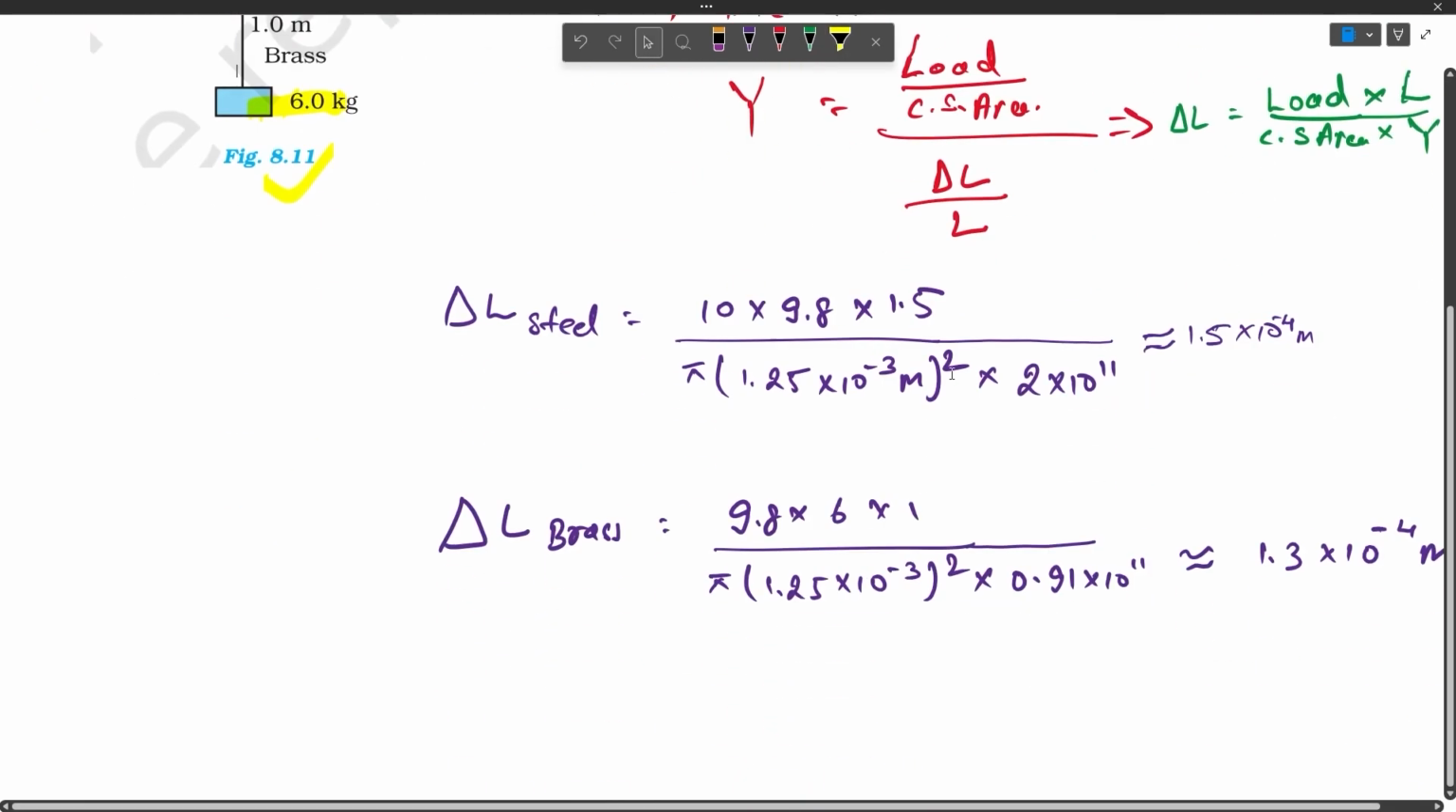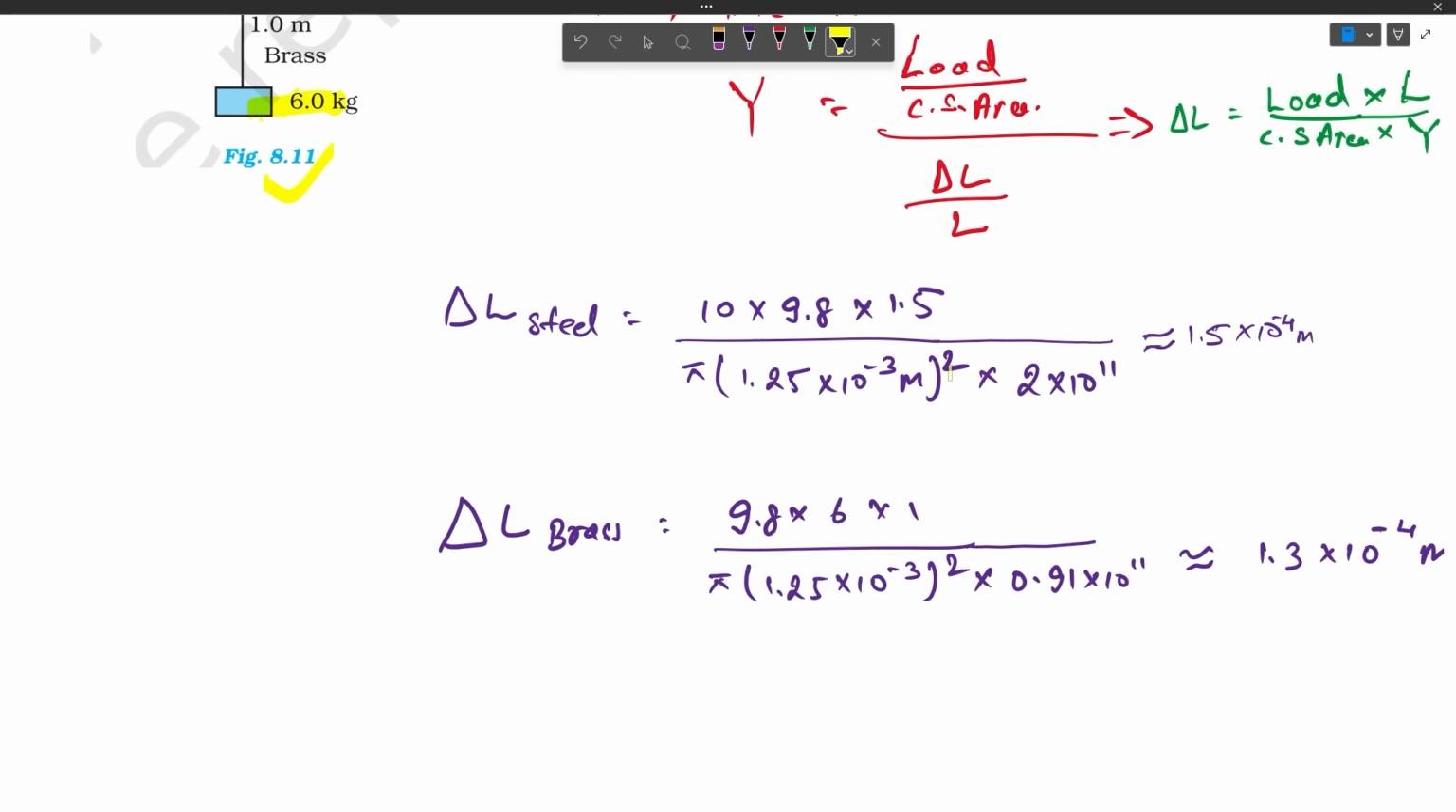So upon calculation of elongation for steel, we use 10 kg of load here, so we get elongation of 1.5 into 10 raised to the power minus 4 meter, and for brass we get, using the same formula, using this 6 kg load, we get 1.3 into 10 raised to the power minus 4 meter.